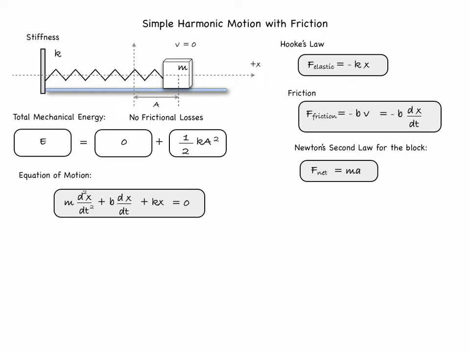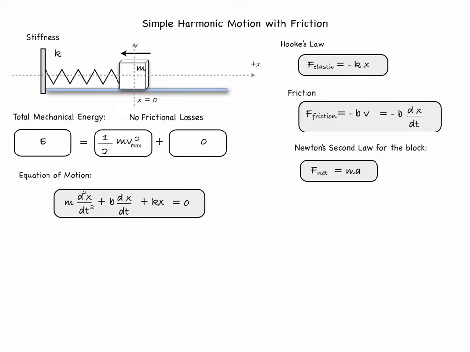We start with the block at the maximum displacement equal to a. Its kinetic energy there is 0 and its mechanical energy is entirely in the form of potential, 1/2 ka². When the block reaches the equilibrium position, the potential energy then will be 0 and the mechanical energy will be all in the form of kinetic, 1/2 m v max squared. Please note here that at that instant the block's velocity is at the maximum as well.